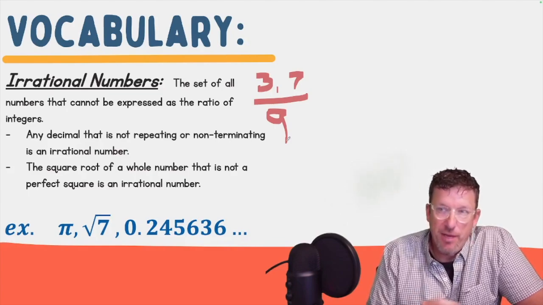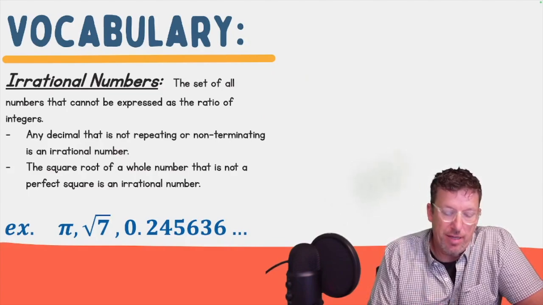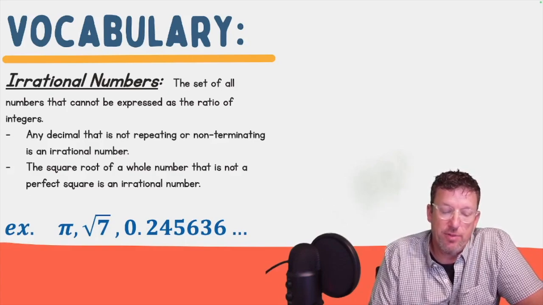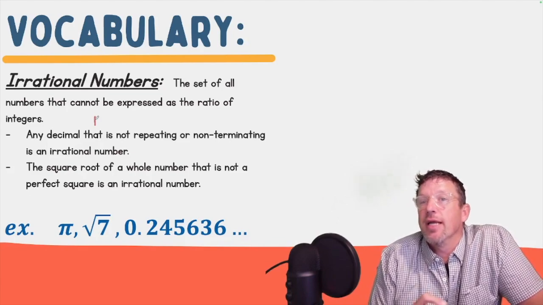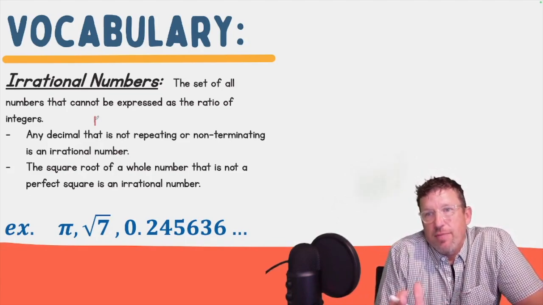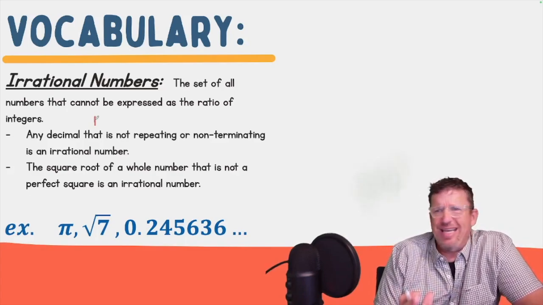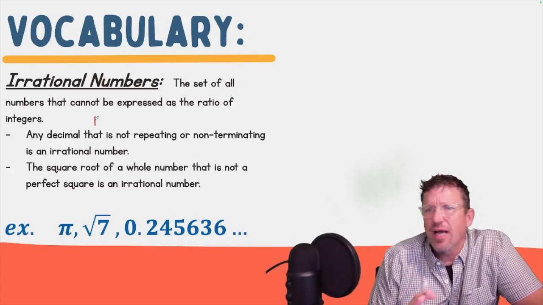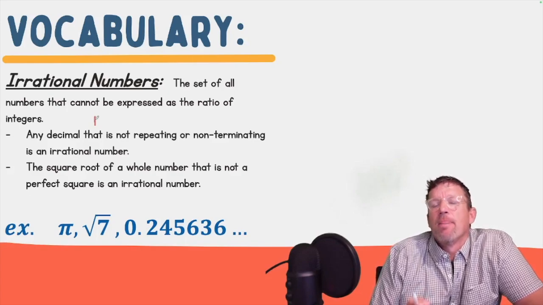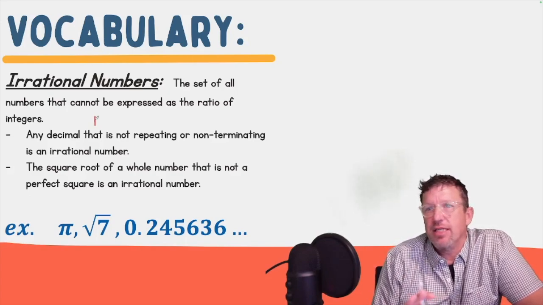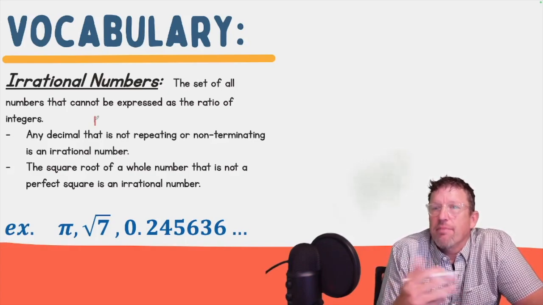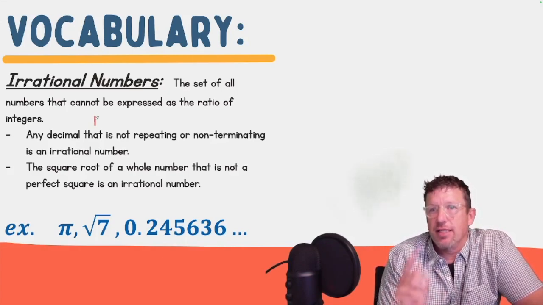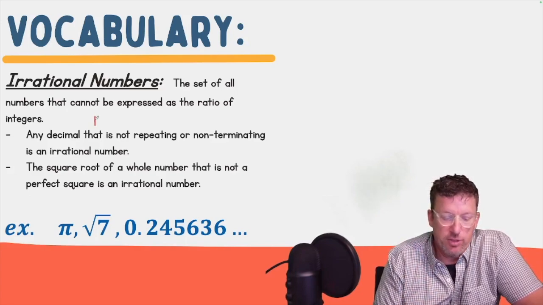But let me make that a little easier for you. What do I mean by that? Any decimal that is not repeating or terminating is an irrational number. I want you to think about irrational like, oh man, that guy's acting irrational. He's just not himself, acting out of his mind. That means it's a little bit crazy and hard to understand. But rational makes sense. We can find something that makes sense. That's what I want you to think of when you're thinking of the difference between rational and irrational.